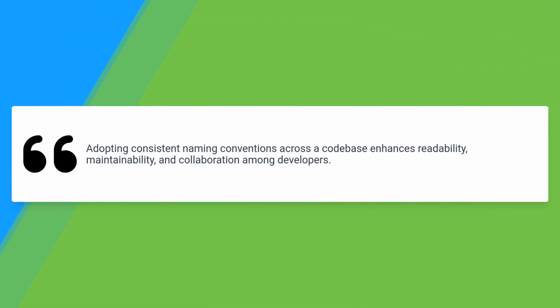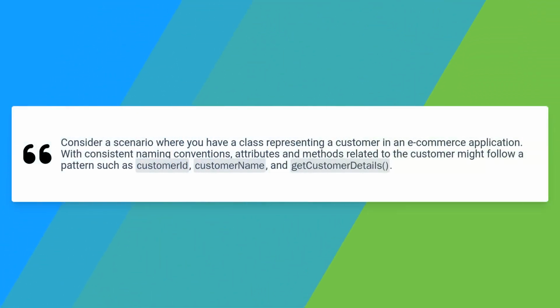Consider a scenario where you have a class representing a customer in an e-commerce application. With consistent naming conventions, attributes and methods related to the customer might follow a pattern, such as customer ID, customer name, and get customer details. Without consistent naming, you might encounter variations like cust ID, cust name, and fetch details for client. The former provides a clear, standardized approach, while the latter can lead to confusion and increased cognitive load for developers.